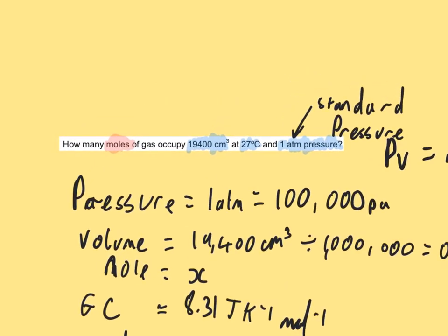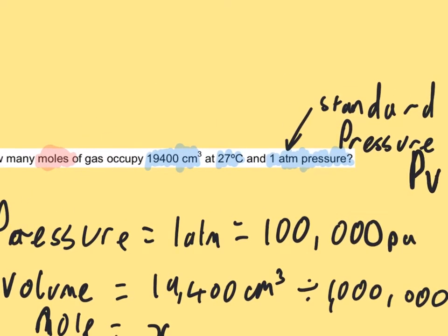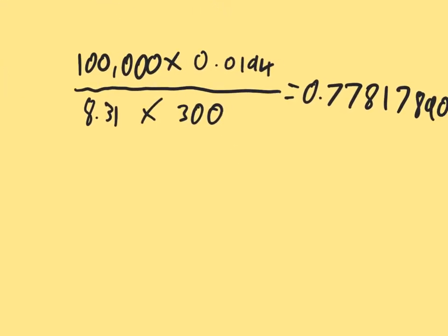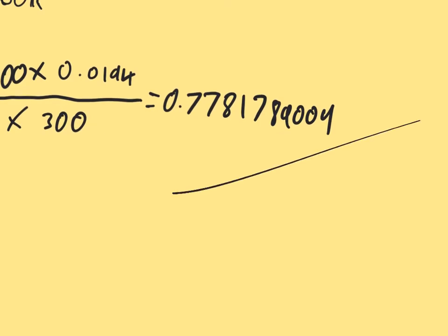So we need to look for the biggest number, or a number that has several digits in it, that is not a whole number. So in this case, this one, which goes to 3 significant figures. So in this case, we're going to want to go to 3 significant figures. So 0.778 moles.